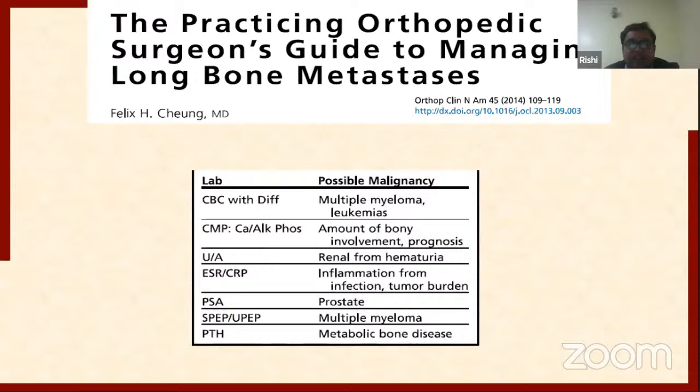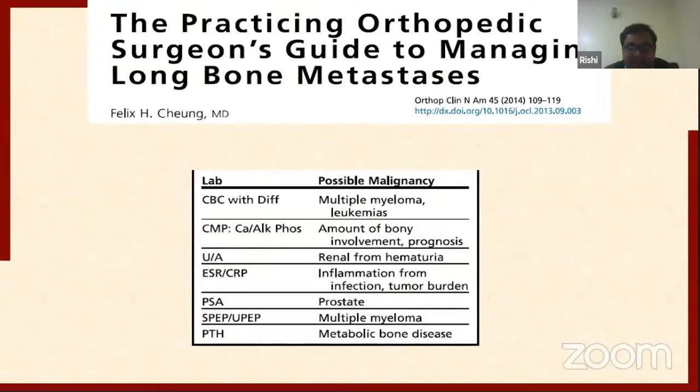PSA, when you are suspecting metastasis from prostate, you do PSA. Serum electrophoresis or urine electrophoresis, you need to do to rule out multiple myeloma, and also PTH, because sometimes with multiple lytic lesions, even if you do biopsy it will suggest a giant cell lesion, then you do PTH, and the PTH is very high.